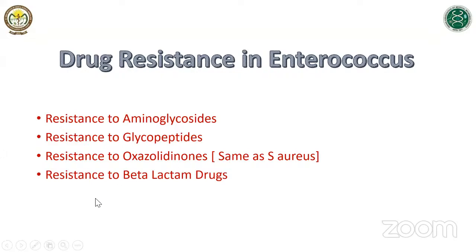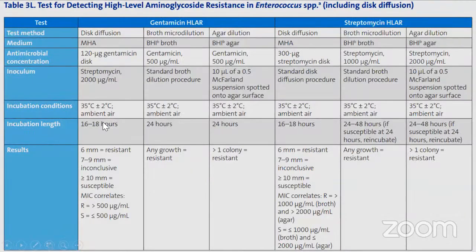Coming to drug resistance in Enterococcus, there is resistance to aminoglycosides, glycopeptides, resistance to oxazolidinones, which is almost the same as Staph aureus, and resistance to the beta-lactam drugs. So this one tests the HLAR, the high-level aminoglycoside resistance. CLSI recommends 2 antibiotics, gentamicin and streptomycin. We are using gentamicin 120 and streptomycin 300 discs.